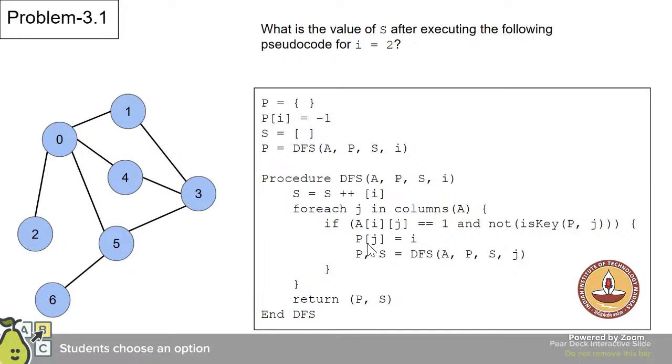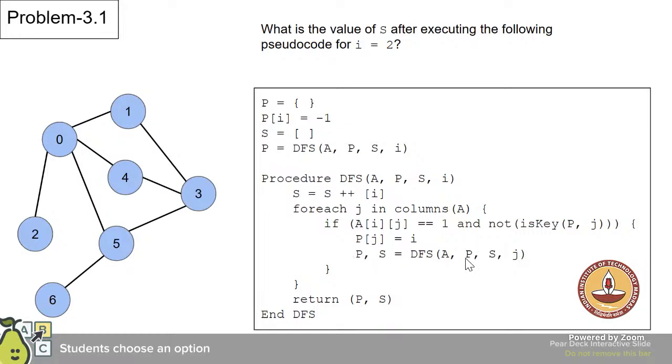And what we will do is make P of j equal to I. What is P of j? P of j equal to I means we are adding a key, that is j. What is our j? That is 1, equal to 0. So 1 will be mapped to 0. Our dictionary will be updated. And then P comma S equals DFS of A, P, S, j, since this procedure returns P comma S and that value we are storing here.